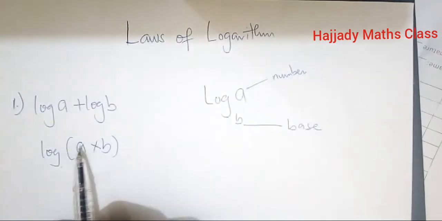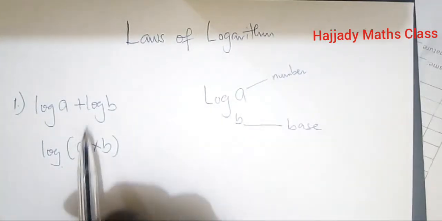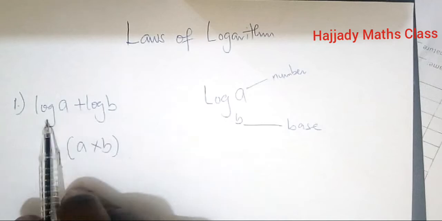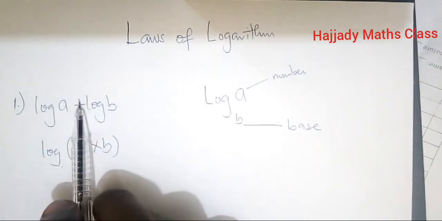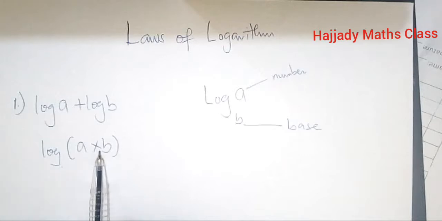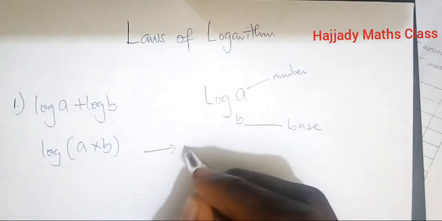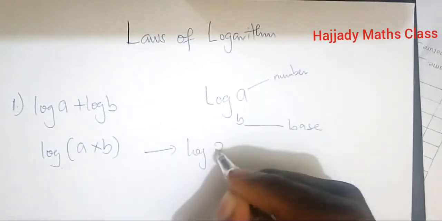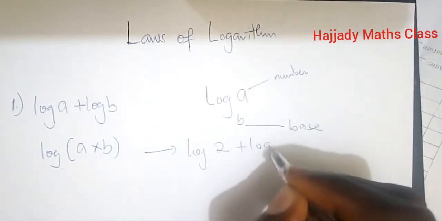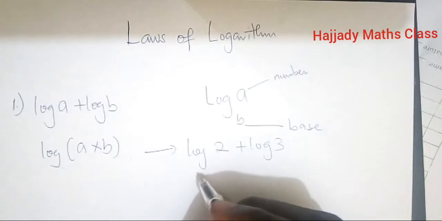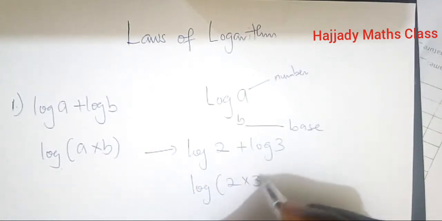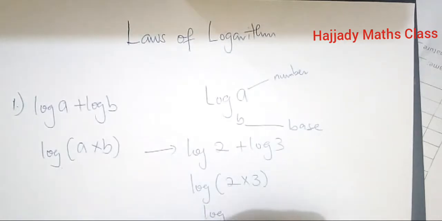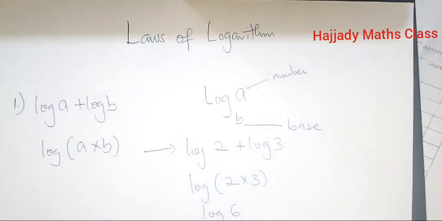In this we have a multiplication law whereby if you want to combine these two logarithms, provided they are having the same base, the addition sign will turn to what? Multiplication. So an example to illustrate that is when we have log 2 plus log 3, combining this we have what? Log 2 times 3, which is equivalent to log 6. I hope that is clear.